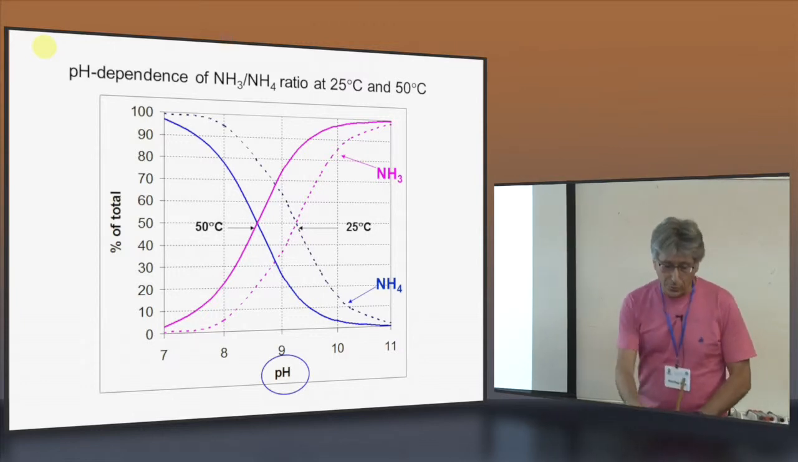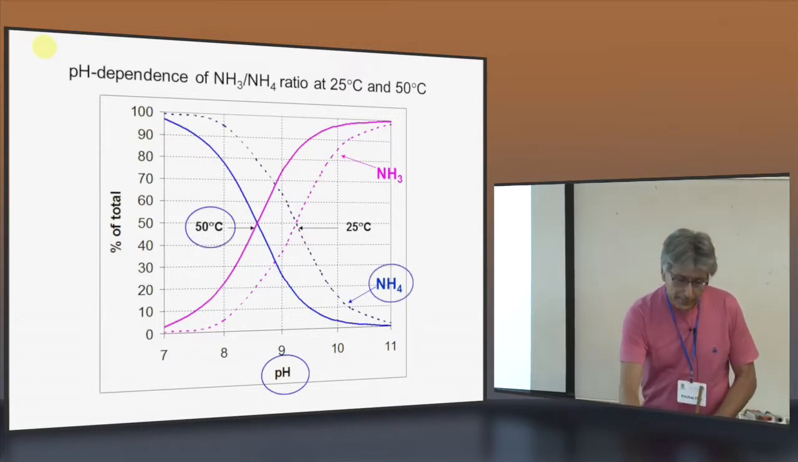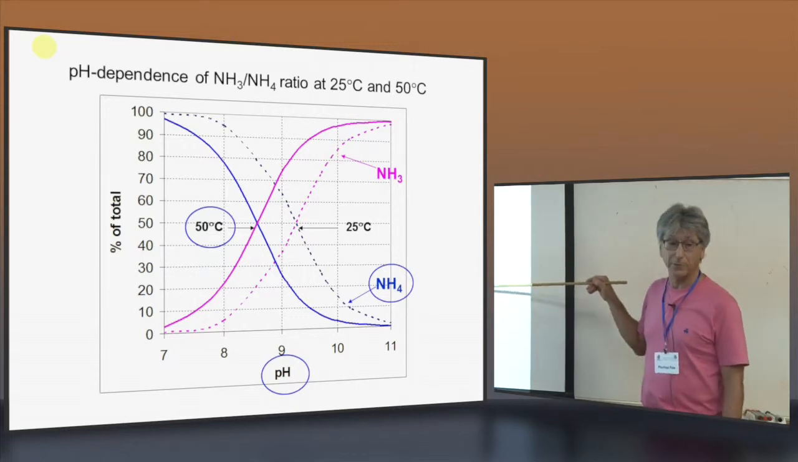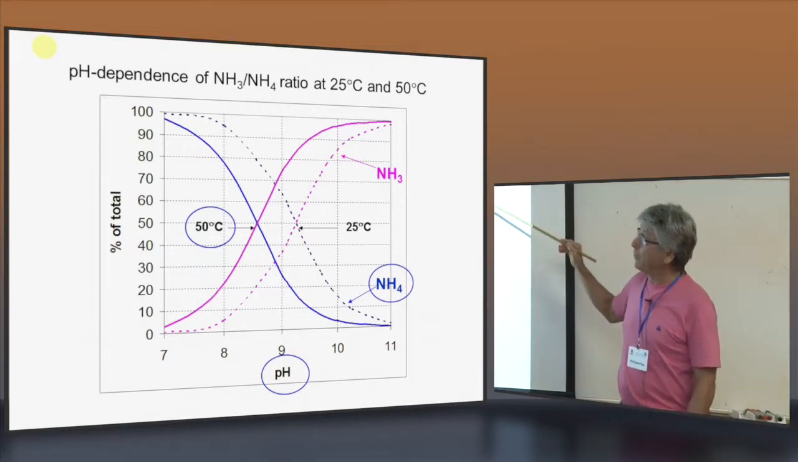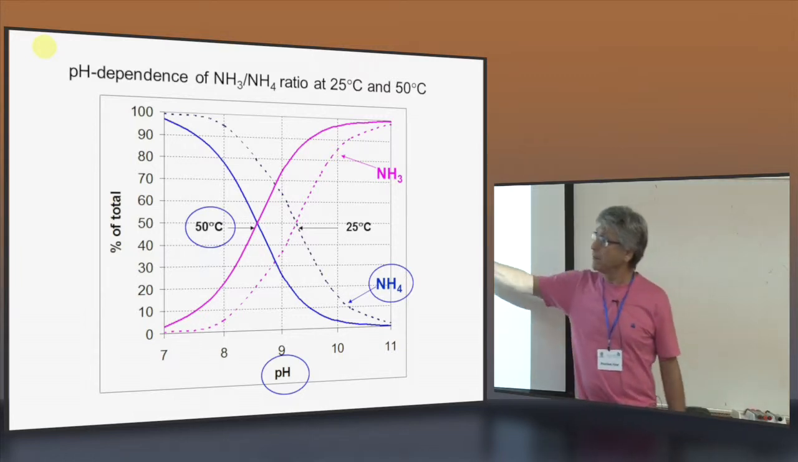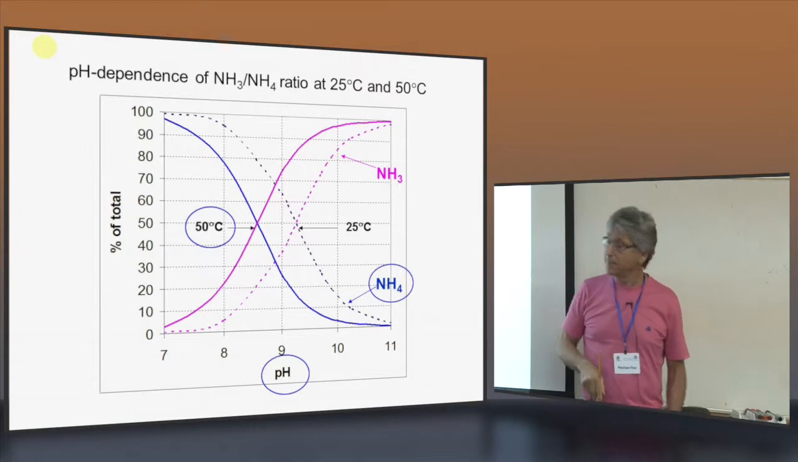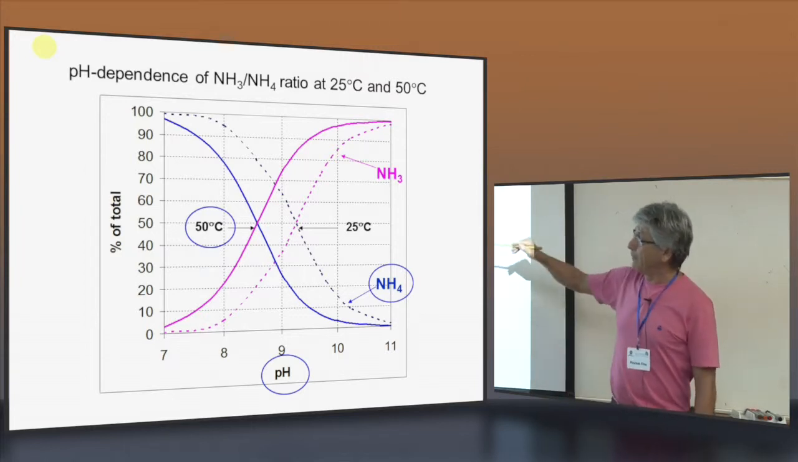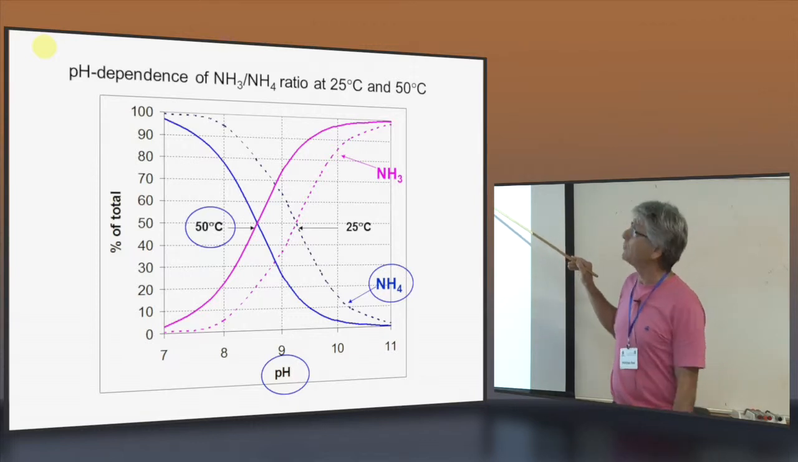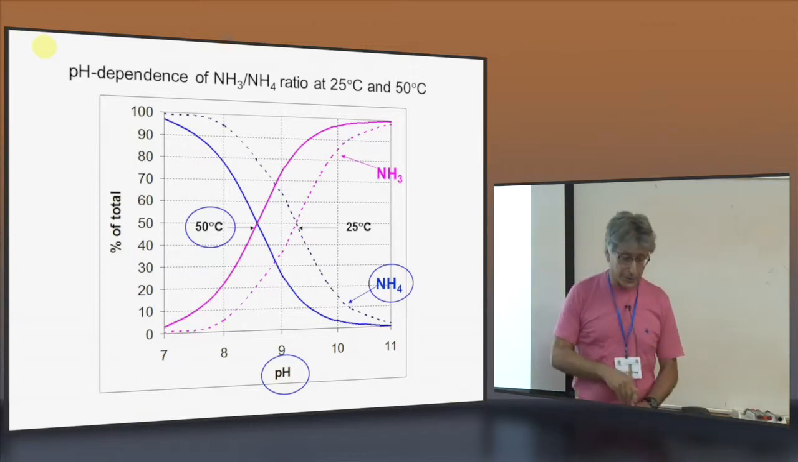So we can control the pH. We can control ammonium concentration and ammonia as a result, and we can control temperature. These are the three agents that we can operate in the system. By manipulating them, we can lead to high percentage of ammonia and high concentrations.